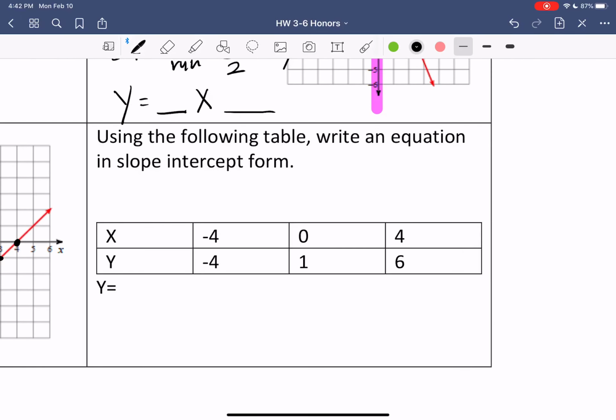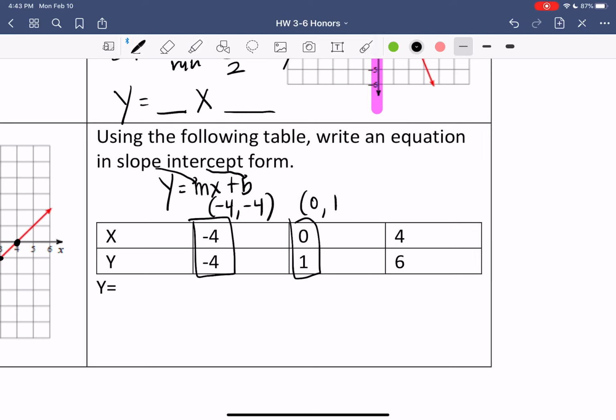And here it says use the following table to write an equation in slope-intercept form. So slope-intercept form, if you forgot, is y equals mx plus b, with the slope being here and the y-intercept being here. So there's multiple ways you could go about doing this. I'm going to first find the slope by using 2 coordinate points, remembering that these are actually negative 4, 0, and 1, and 4, 6.